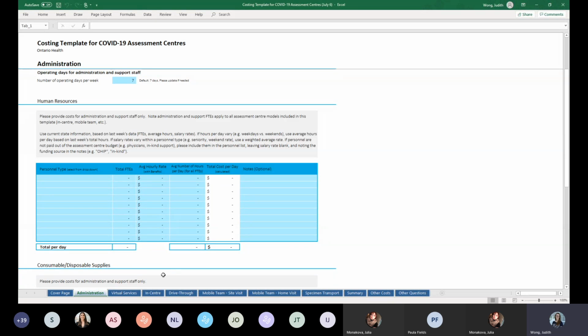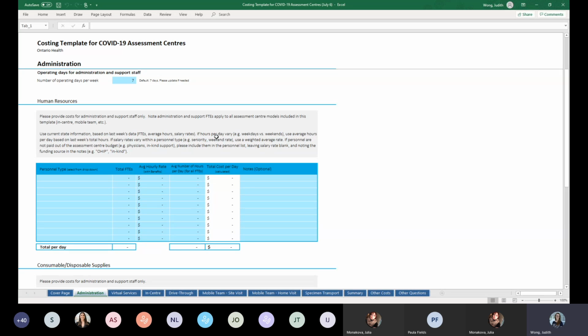So if you have a couple of in-center sites and a mobile team, this is the administration and support personnel that support all of those teams. There are a few notes here that apply to multiple tabs in terms of how to collect and record the human resources information. It should be based on last week's data in terms of your number of FTEs, your average hours, and your salary rates.